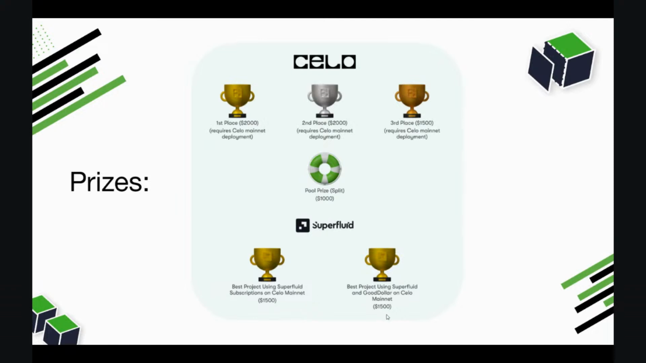And we also have a prize for the best use of SuperFluid and GoodDollar on Celo mainnet. GoodDollar is like a universal basic income project out there, or it's more of a whole protocol. And if you manage to use GoodDollars with SuperFluid for your project on Celo mainnet, you'll be eligible for this $1,500 prize.